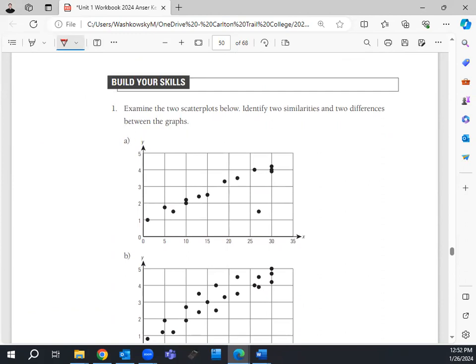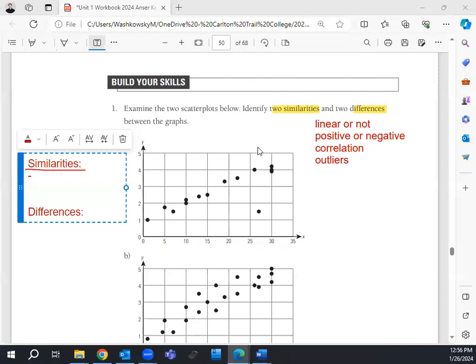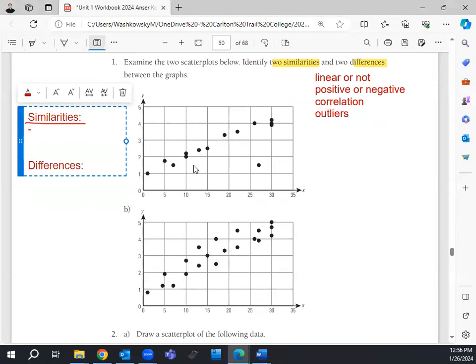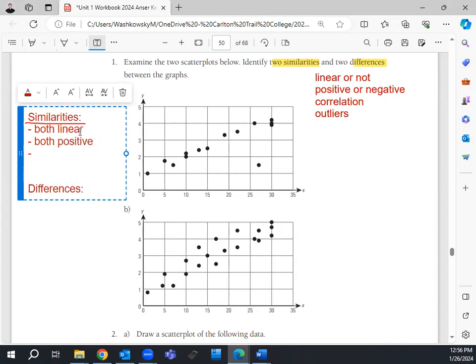Just gonna pause my recording. I'm just looking at question 1 here. So I just want to start looking at some similarities. Now, does anyone have any guesses as to what might be similar between these 2 graphs? Both linear. They are indeed both linear, yes. And then both positive. They are both positive.